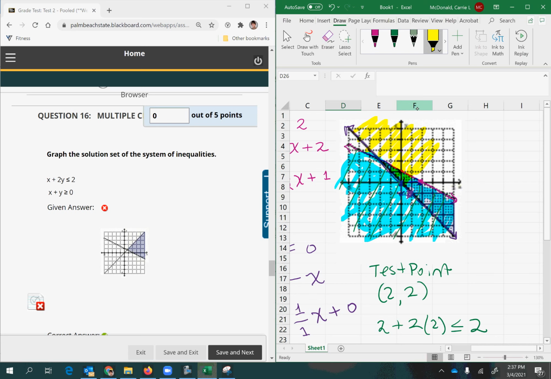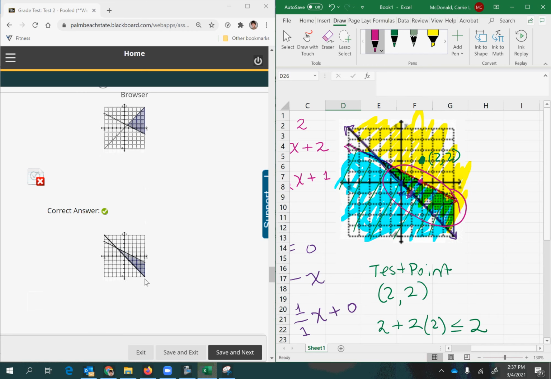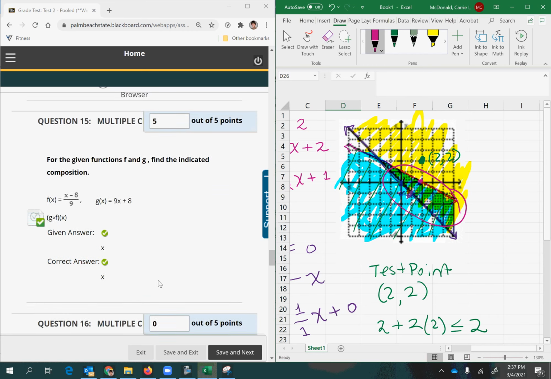Remember, the test point was, I think I accidentally erased it. It was right here. The test point (2, 2). And so you can see they overlap in this green region here. And that's why you see that shaded portion there.